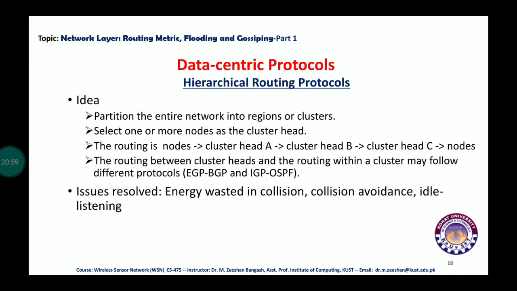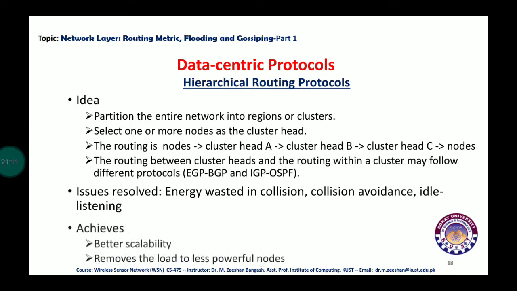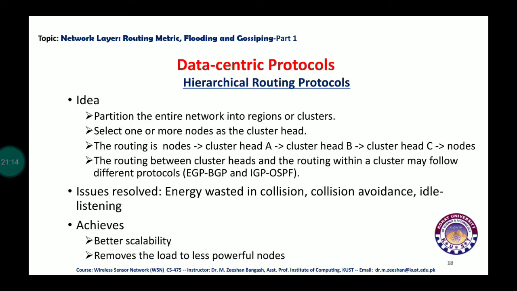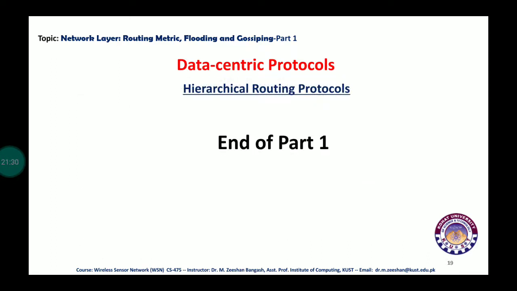However, this protocol resolves some issues: energy wastage happens in collisions, so collision avoidance needs to be considered, and idle listening needs to be avoided, so we can achieve good scalability in case the network grows or is very large. And using this protocol, the load on nodes with low power can be removed. So this is the end of today's discussion, which is part one of the network layer.